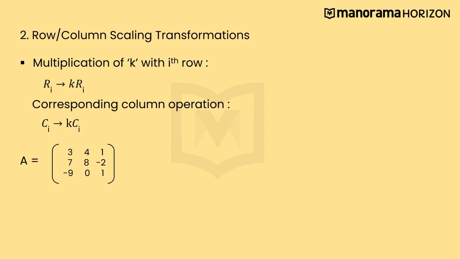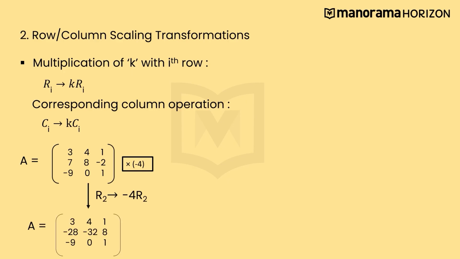Consider the same matrix. Matrix A is equal to 3 4 1, 7 8 minus 2, minus 9 0 1. So R2 becomes minus 4 R2, and we get A is equal to 3 4 1, minus 28 minus 32 8, and the third row minus 9 0 1. As you can see, the change is reflected only in the second row.